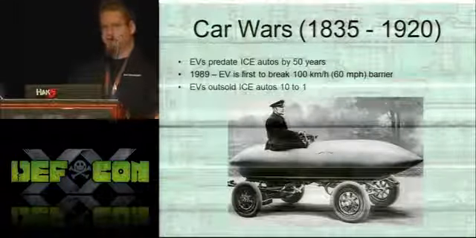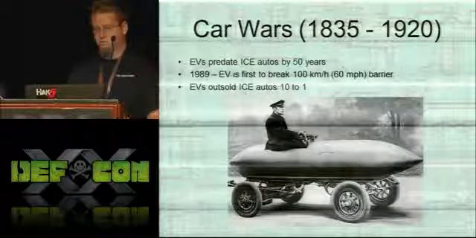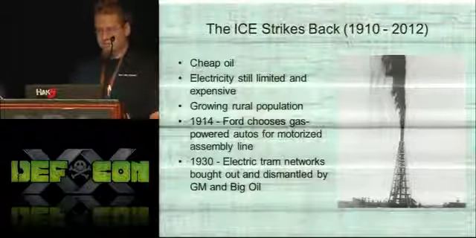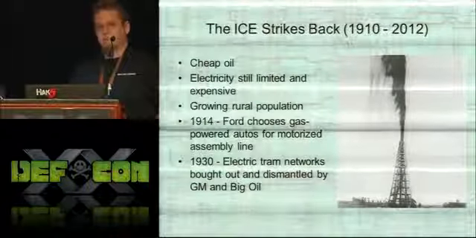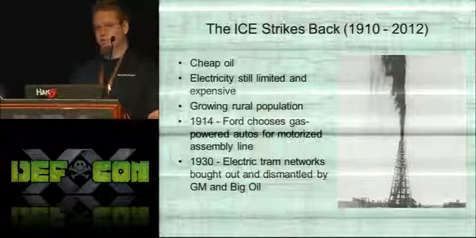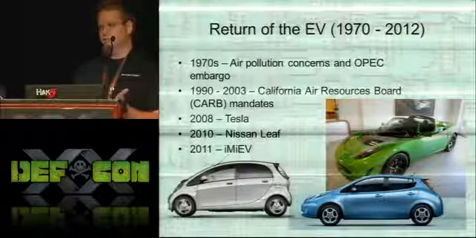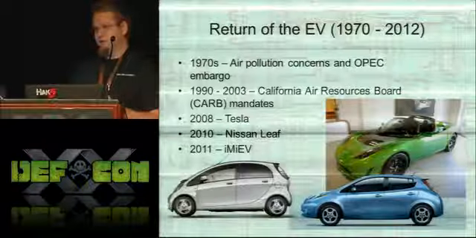So EVs have been around for a long time. They're not something new. They've been around for about 150 years. They're just now starting to make a comeback. Originally, electricity was really expensive. People didn't have it in their homes. And once oil was struck, it was a lot cheaper to drive gas cars. So there have been a few events in history that have caused EVs to have surges.